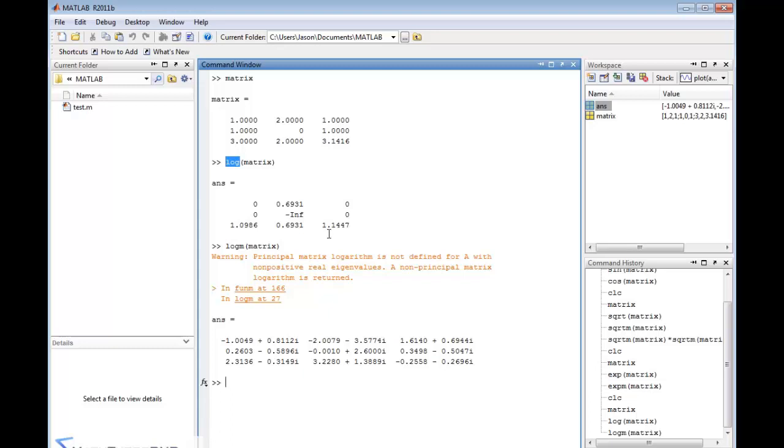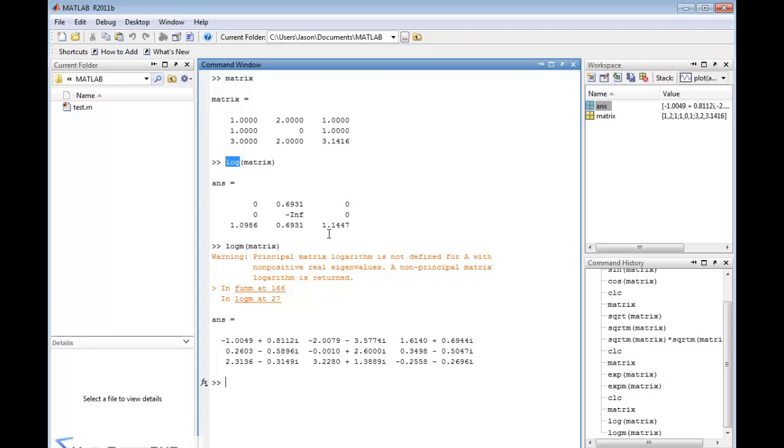But if you're a mathematician or if you're doing something where you really want to take the matrix logarithm or the matrix exponential or the matrix square root, and you know that you want the real mathematical definition of how that's done, then you need to use those special commands.